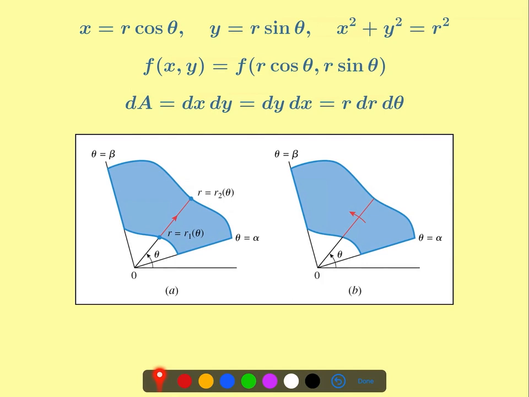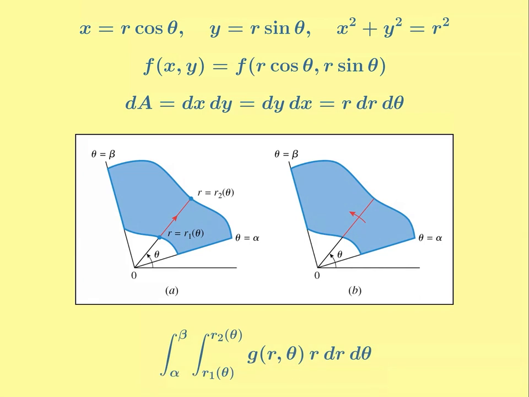This is the important information. We have in polar coordinates x equals r cosine of theta, y equals r sine of theta, x squared plus y squared equals r squared. So those are the usual polar coordinates. And we have f of x, y. We have r cosine of theta is x, r sine theta is y, and x squared plus y squared equals r squared. So dA will be dx dy, dy dx, or r dr d theta for integrating in polar coordinates.